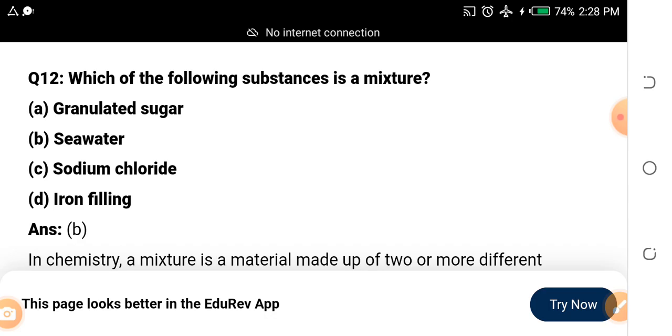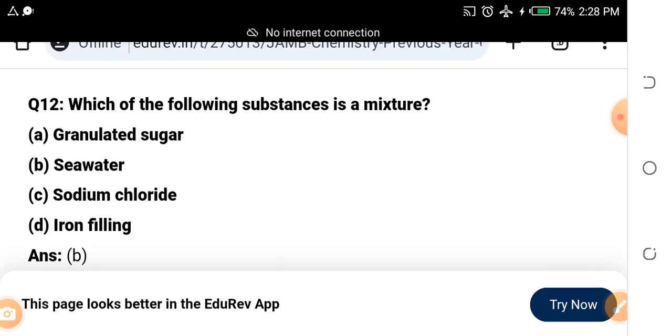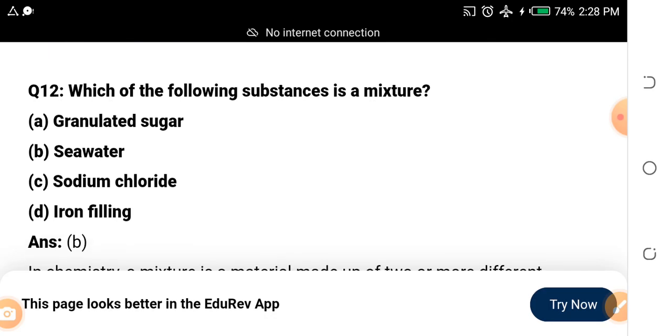A, granulated sugar. B, sea water. The answer is B, sea water. Let me give you the explanation.